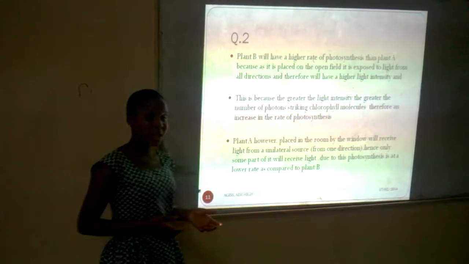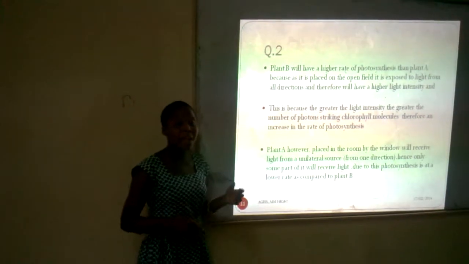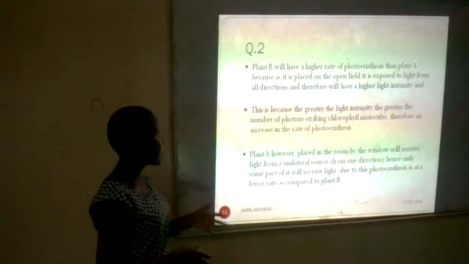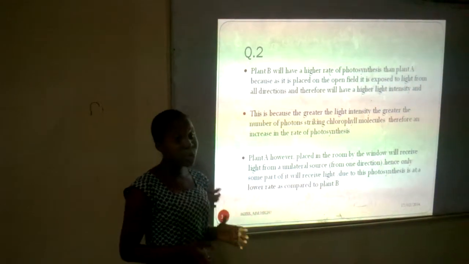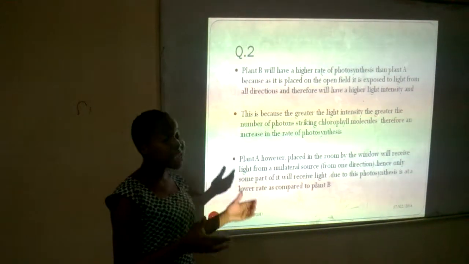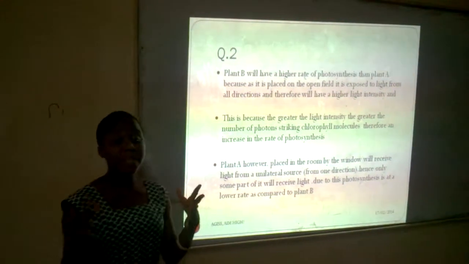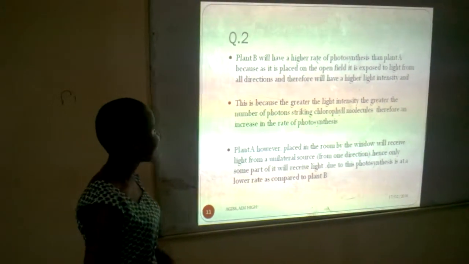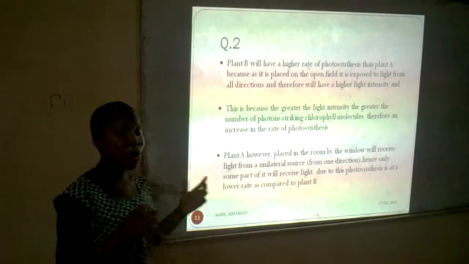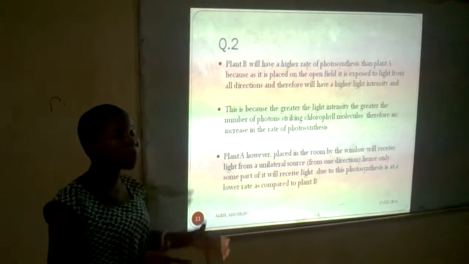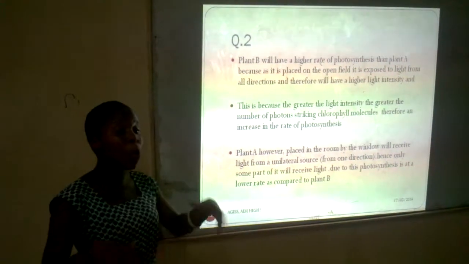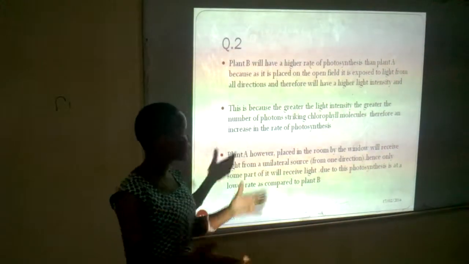The second question emphasizes an experiment to illustrate that light intensity is actually needed for photosynthesis. 2 plants are used for this experiment, plant A and plant B. Plant A is placed beside the window in a room, and plant B is placed in the open field. Plant B has a higher rate of photosynthesis than plant A, because it is placed on the open field and it is exposed to light from all directions, and therefore photosynthesis takes place in the whole plant and there's a high rate of photosynthesis.